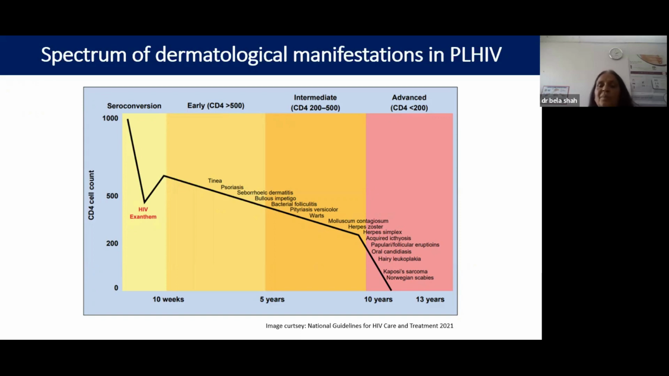Patients can also develop oral candidiasis, esophageal candidiasis, leukoplakia, and dryness of the skin, which may even manifest as acquired ichthyosis. And rarely, a few patients can develop Kaposi sarcoma, and a few patients can present with Norwegian scabies.